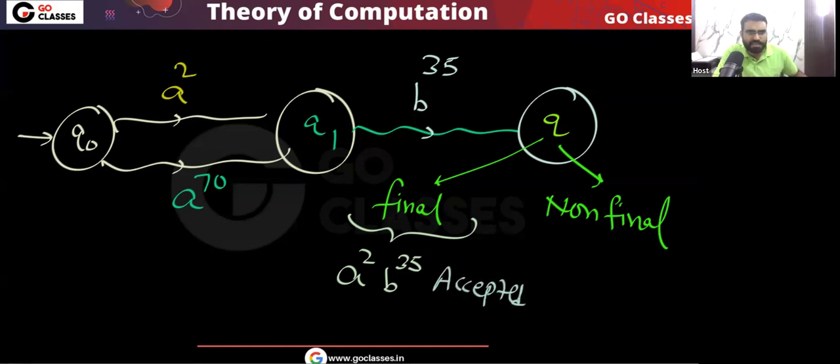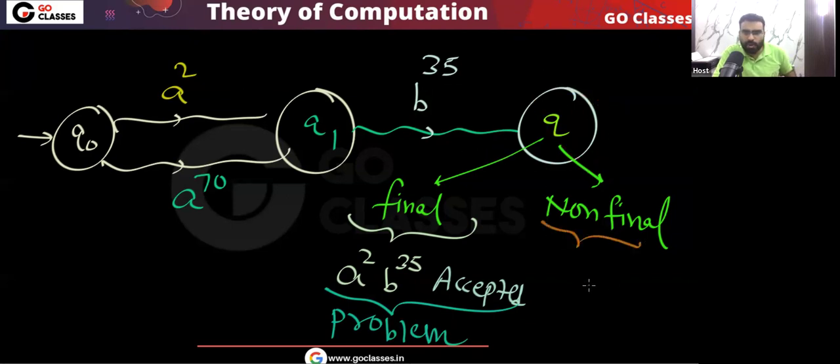So if I make this state q final, then there is a problem, because this string will be accepted, which is a problem. Now you tell me, if I make it non-final, then is there any problem? Again, there is a problem. Now this string will be rejected.